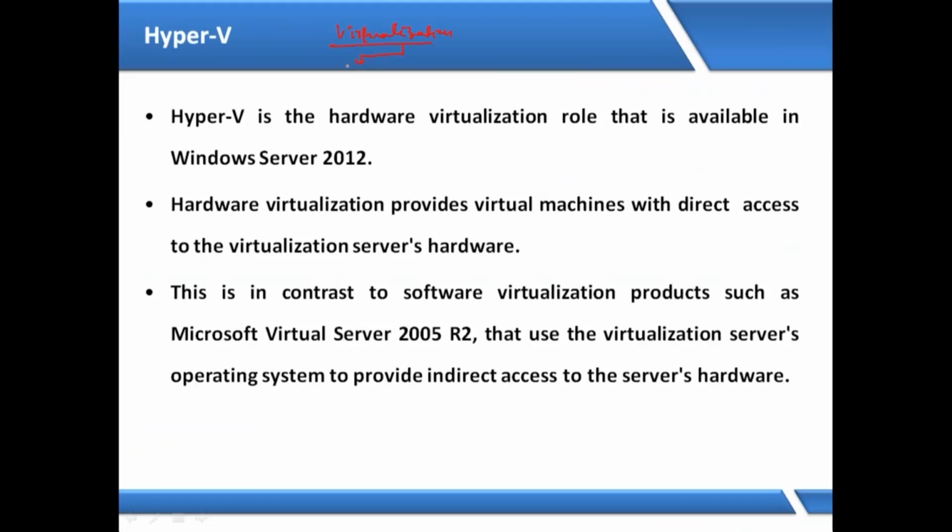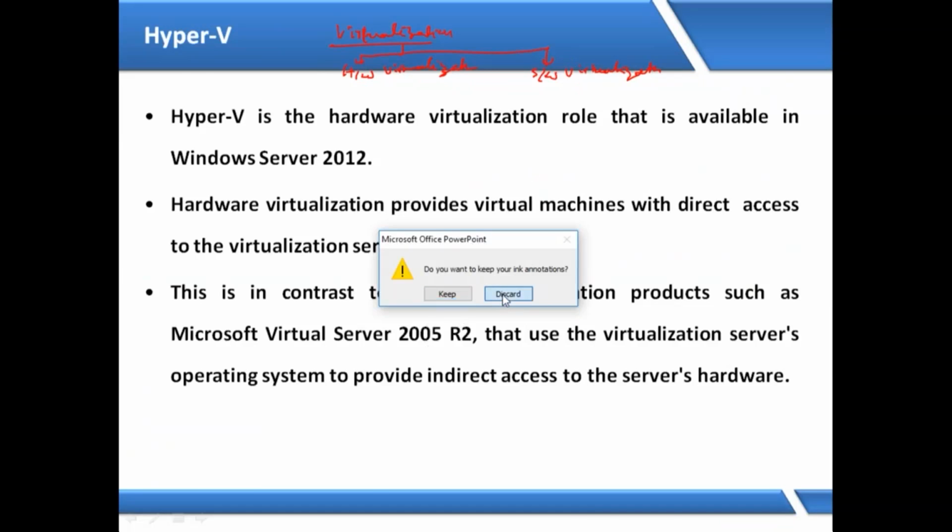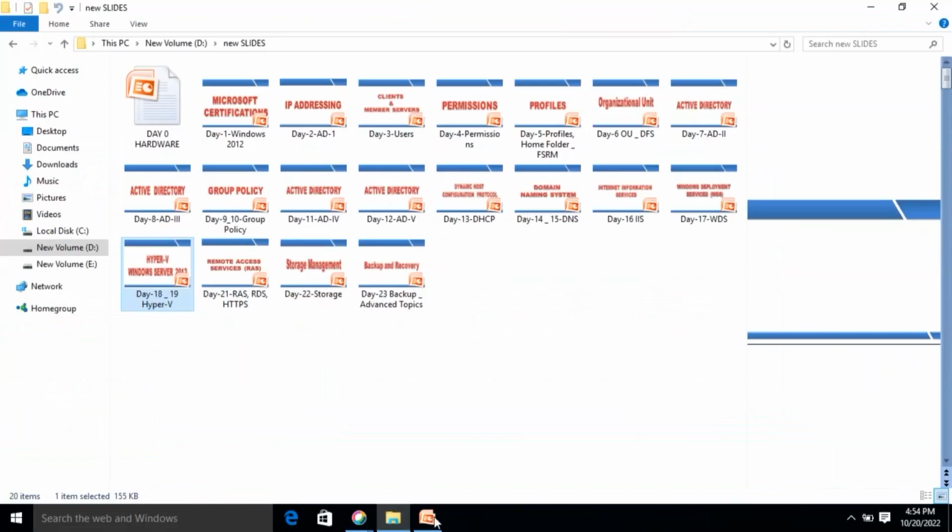So virtualization is of two types, hardware virtualization and software virtualization. Performance wise, hardware is better. So here also you require resources, here also. What are the three resources required? Processor memory, RAM memory, and hard disk memory. Without that, can you work? Like here, I created the virtual machines.